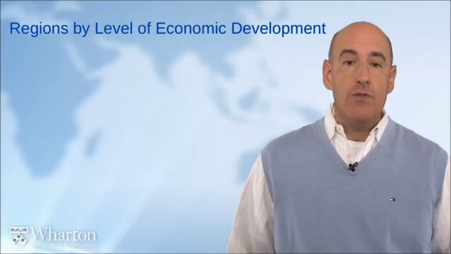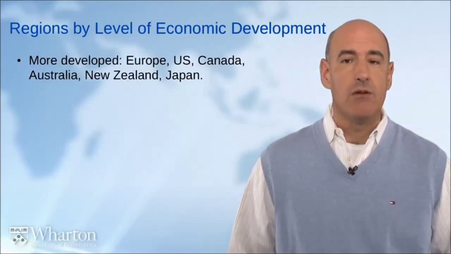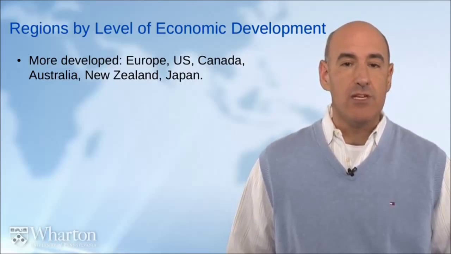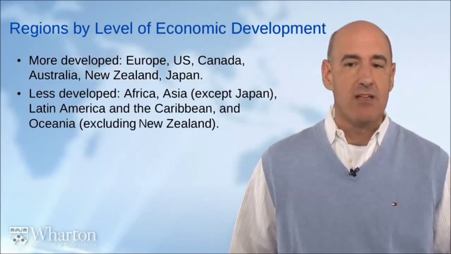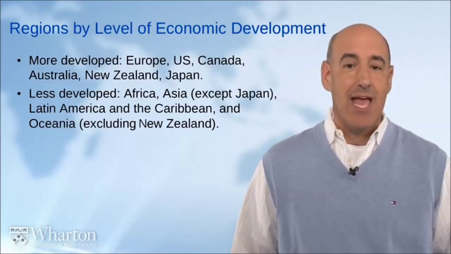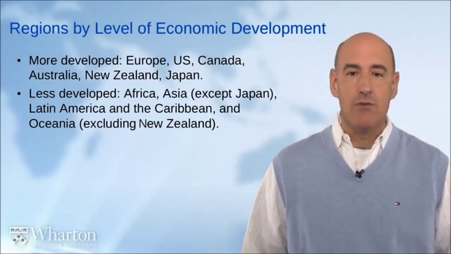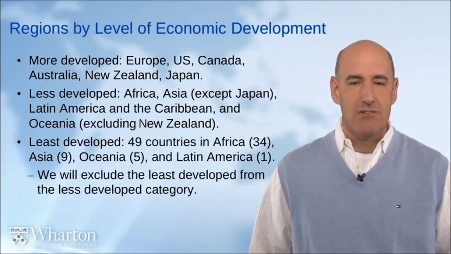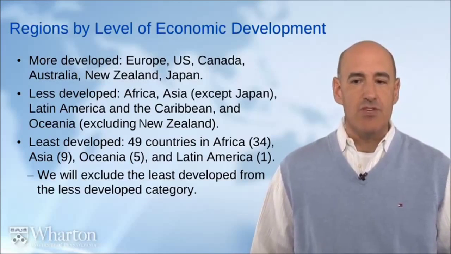They divide countries in the world into 3 different regions. The first one is the more developed countries in the world. That includes all of Europe, the US, Canada, Australia, New Zealand, and Japan. That's the first group. The second region is the less developed countries, and that's most countries in Africa, Asia, except of Japan, of course, Latin America, and the Caribbean, and the Pacific region, excluding New Zealand. And then the third region, which is the least developed region, includes 49 countries, the poorest countries in Africa, Asia, the Pacific region, and Latin America.